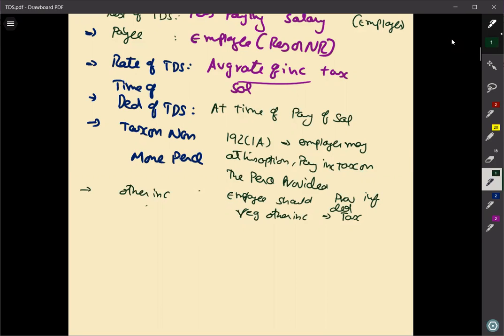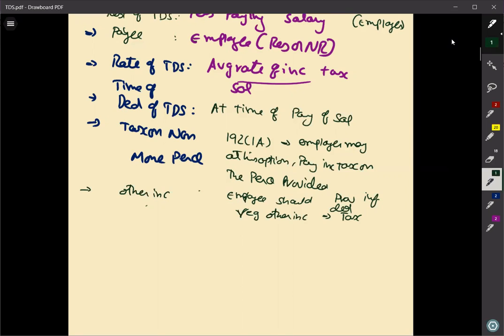That he will divide by 12. He will be arriving at one amount. That amount will be deducted. When? At the time of payment of the salary. Employer may also pay some sort of non-monetary perquisites. So on the non-monetary perquisite, at the option of the employer, he can deduct the tax.